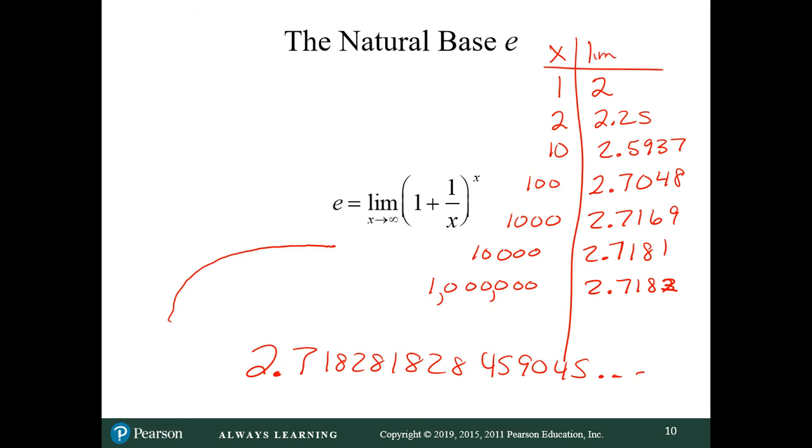So things in nature actually follow the exponential function. Money, interest, follows the exponential function if it's compounded continuously. Okay? It's really interesting how all that works.